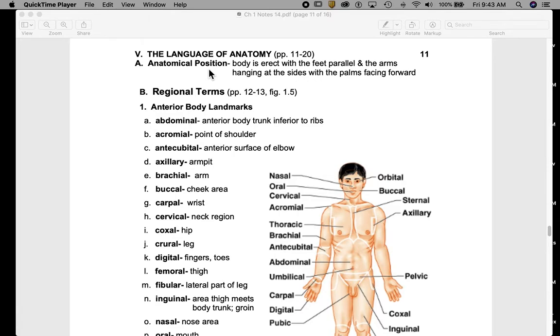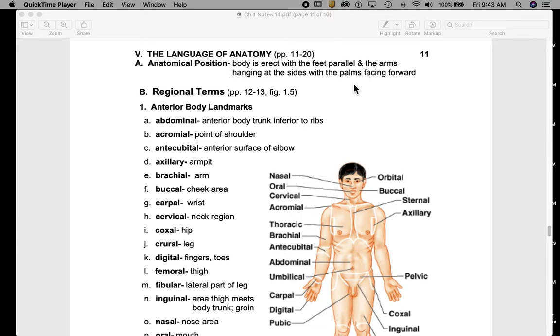So when we're talking about the position of the body, it will always be within this reference. The body is standing up, it's erect, it's not laying down. The feet are on the floor and they're parallel. The arms are at the side, they're not raised up, and the palms are facing forward. That way, the thumb is facing outward, we're going to learn that's called lateral, and the pinky is facing inward, that's a medial position. So when we talk about anatomical position, the body is not laying down, it is standing up, erect, feet parallel, arms at the side, with the palms facing forward.